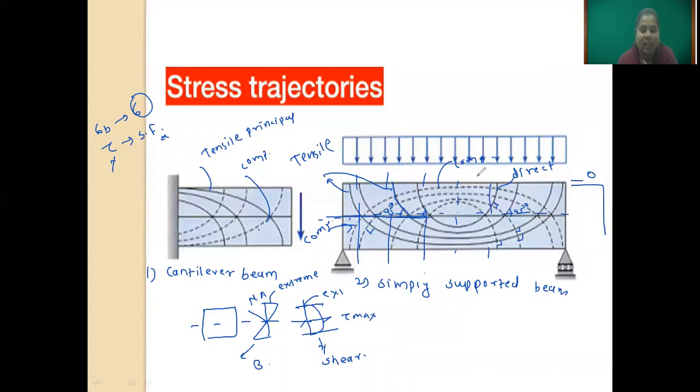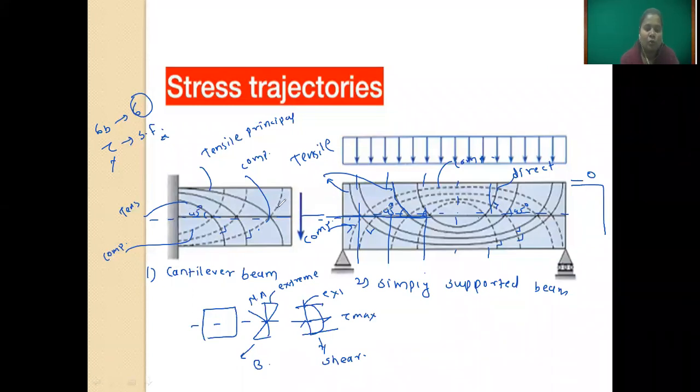Okay, then we can construct two orthogonal curves. This is called a stress trajectory. Now we will move towards these two lines. This solid line indicates tensile principal stress and this dotted line indicates compressive principal stress. These tensile and compressive principal stress curves are exactly perpendicular to each other. That means they create a 90-degree angle between them, and these trajectories create a 45-degree angle with respect to the longitudinal axis.